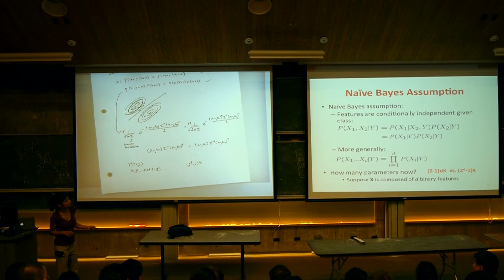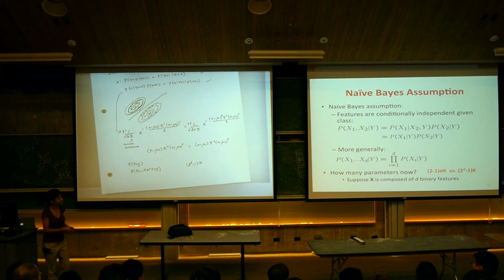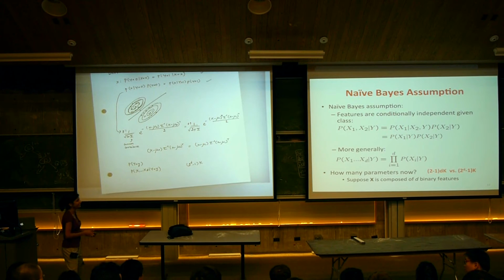Yeah, so it's d, not d minus 1. Oh, it is d, because they're independent. Sorry, it is d. You're right. Yes, thanks. Times 2 minus 1. Yes, thanks. It is d.